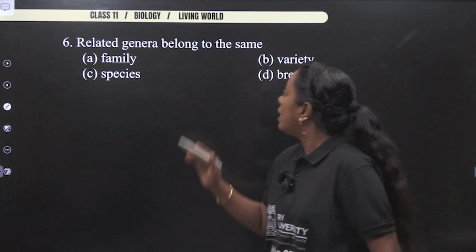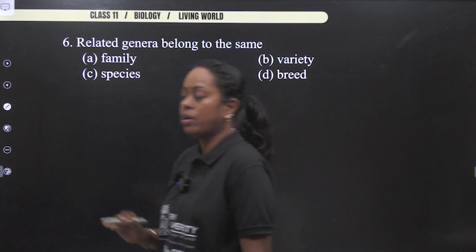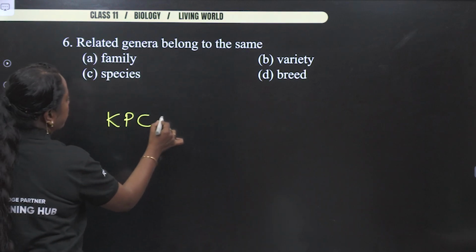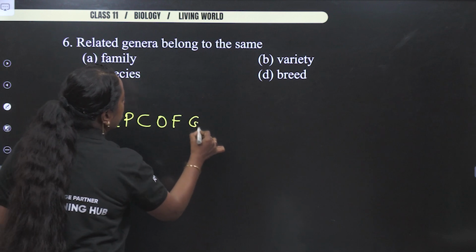Okay. Now, related genera belong to the same... So you know the mnemonic: King Philip came over for good soup.